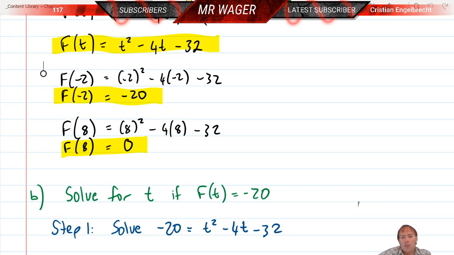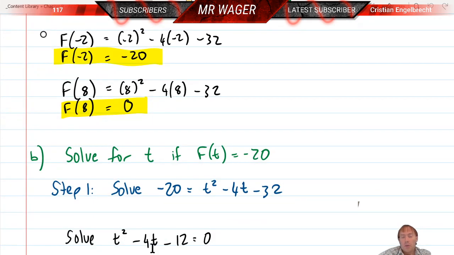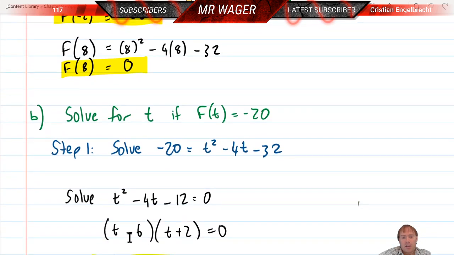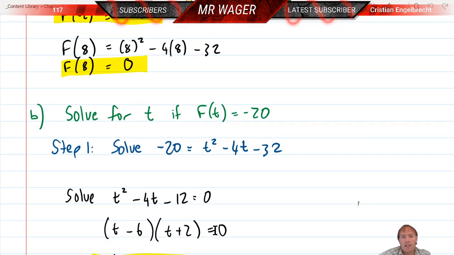So to do this, all we're going to do is get our F of t function, which is t squared minus 4t take 32. It's this thing up here that we worked out earlier. It was the antiderivative of what was inside the integral. And just solve it equal to negative 20. It becomes a quadratic equation. Factorize if you can to make it easier, because we have to do this without a calculator.